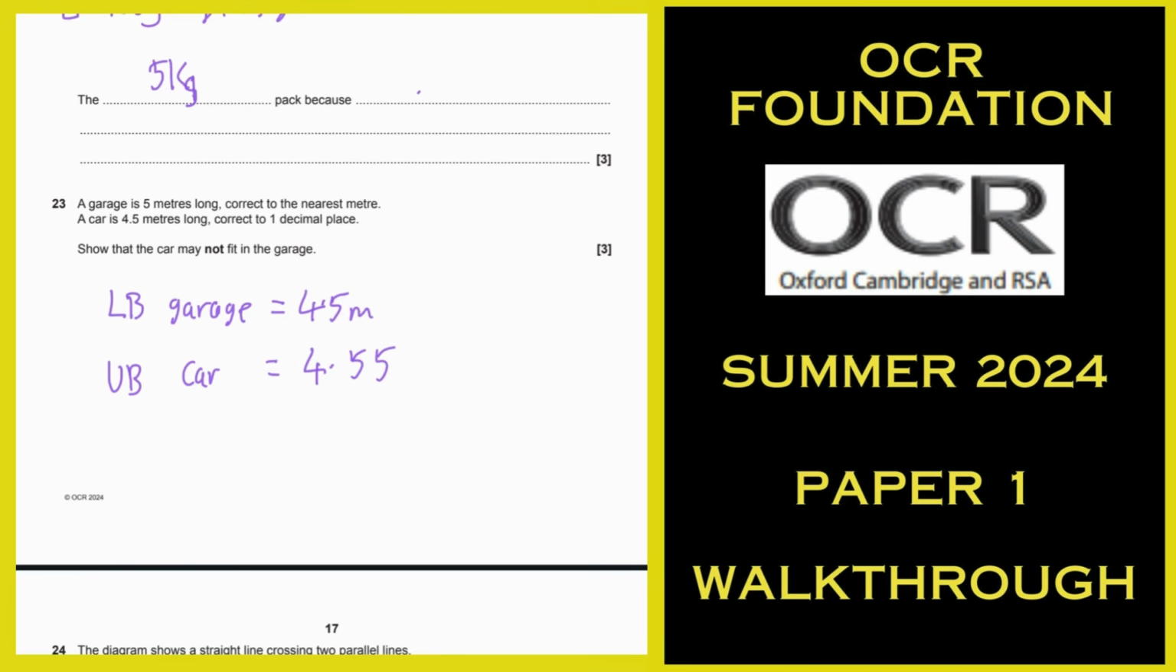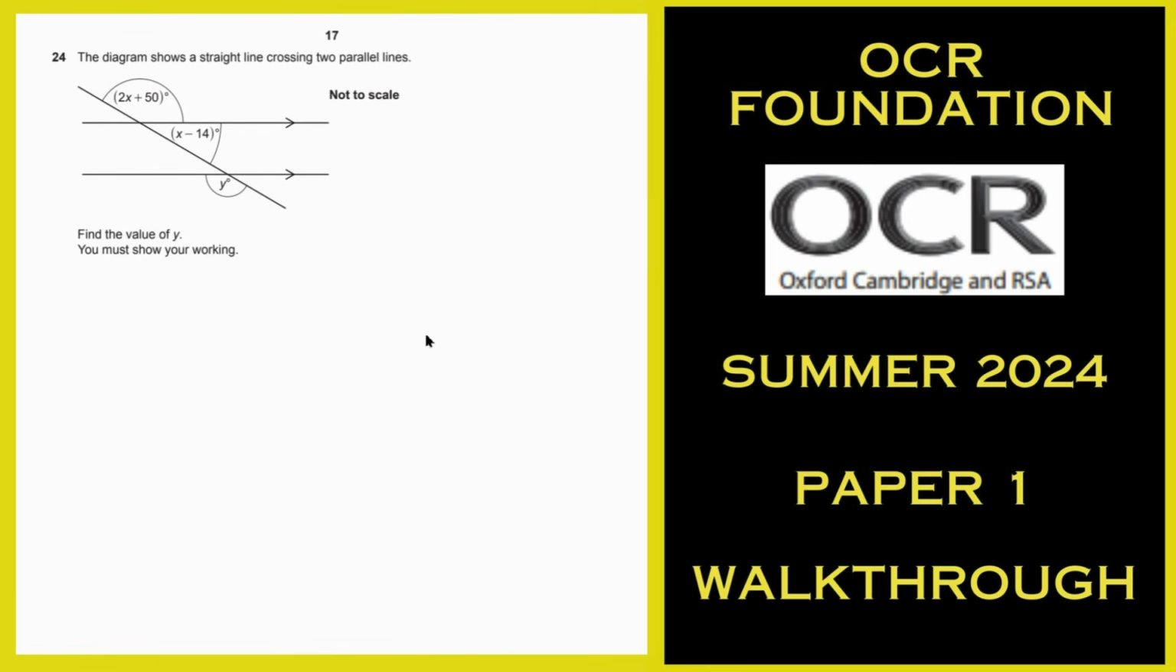There's your problem. So just summarise with a statement saying the upper bound of the car is greater than the lower bound of the garage. And on we go. For number 24, it's angles, but with the complication of, as you can see, algebra.